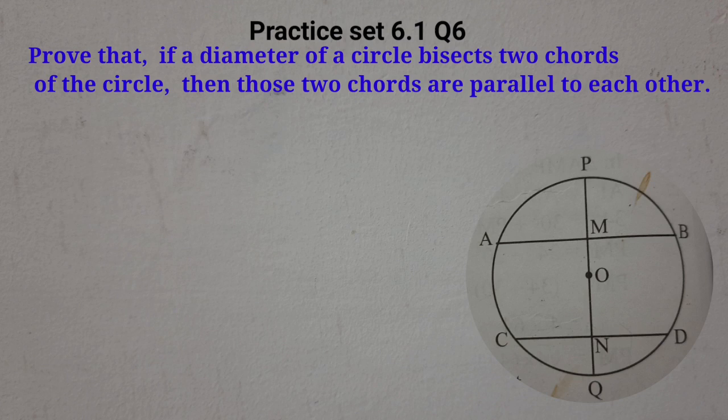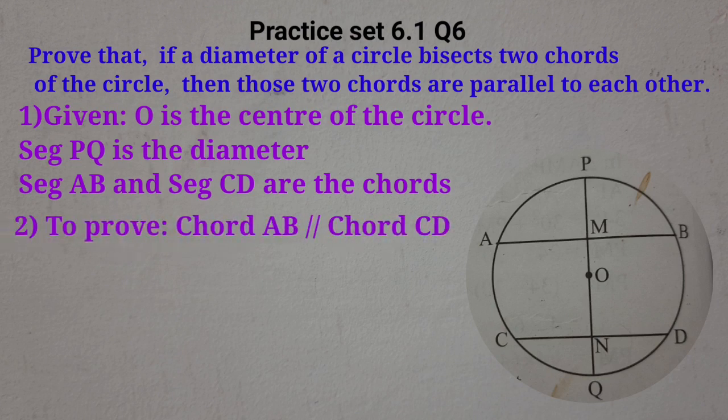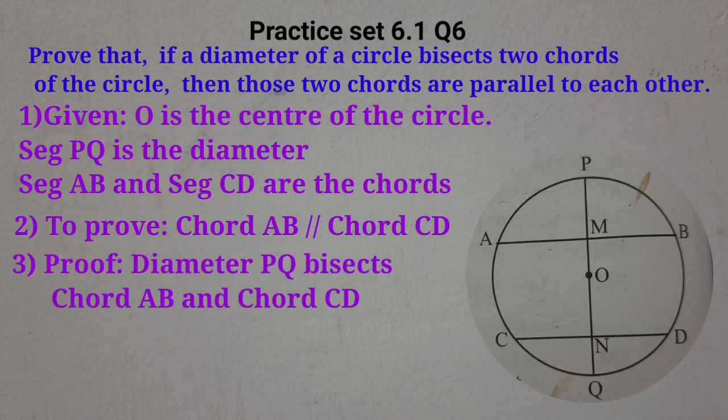Since it is a proof type of question, we will write 3 steps: given, to prove and proof. In given, we have to write O is the center of the circle, segment PQ is the diameter, segment AB and segment CD are the chords. Second step, we have to prove chord AB parallel to chord CD.